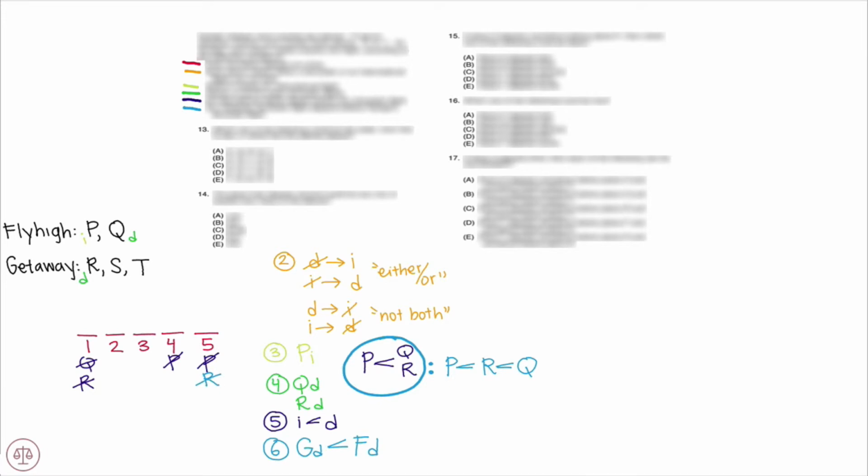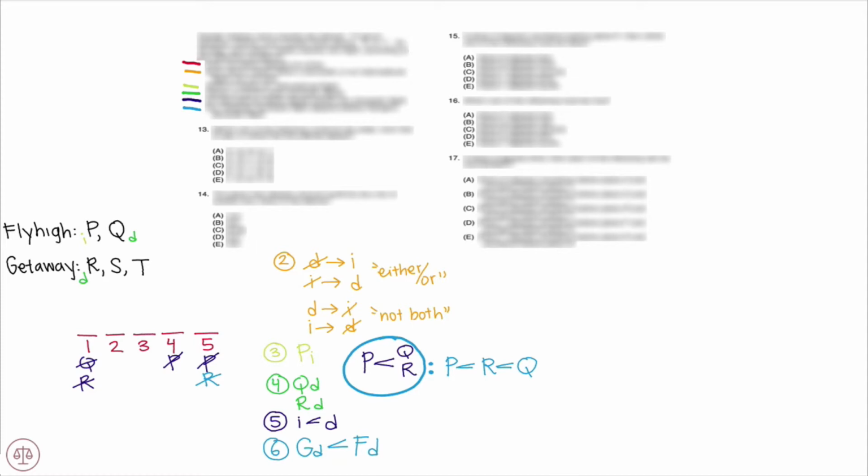Now, still on rule number 6, we have 2 Getaway flights left, S and T. Now, they can either both be domestic, both be international, or one be domestic and one be international. So let's look at these options.